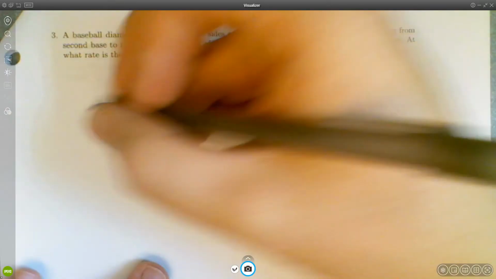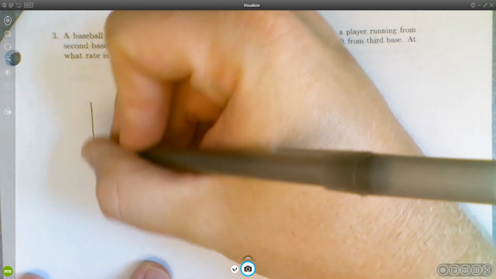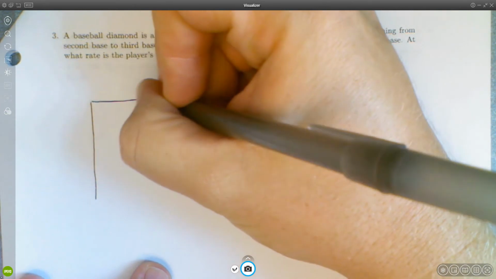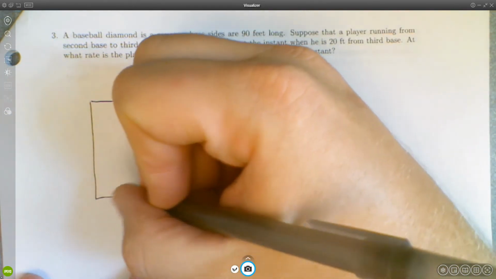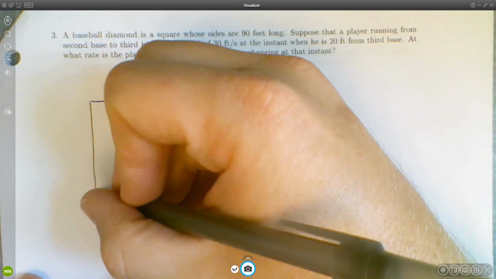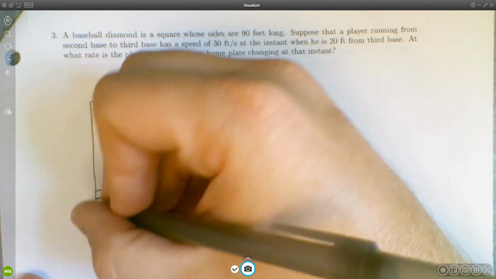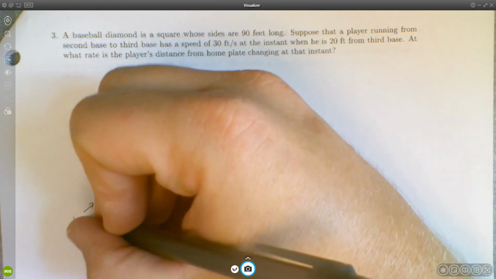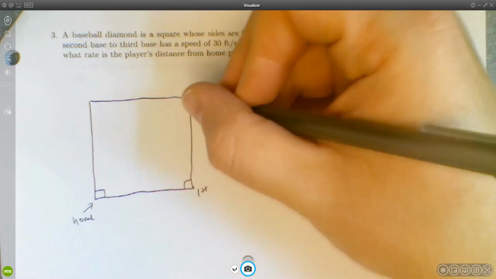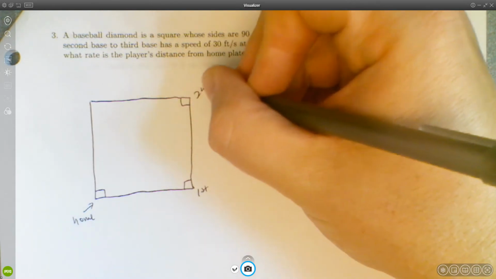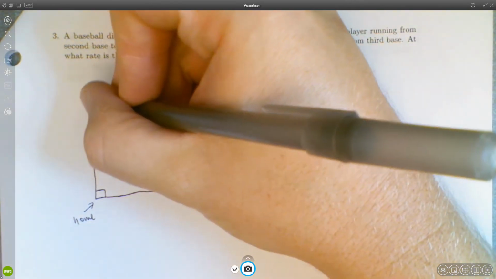Okay, so let's draw this. I'm not going to draw it as a diamond, I'm just going to draw it as a square, since it's really just a square tipped on its side, but it'll be easier for me to draw this way. So I'm going to call this home, right? So that's home, which means this would be first base, second base, and third base.